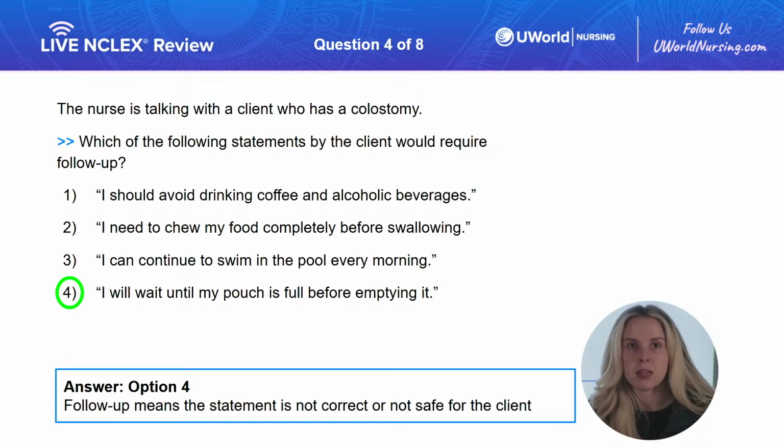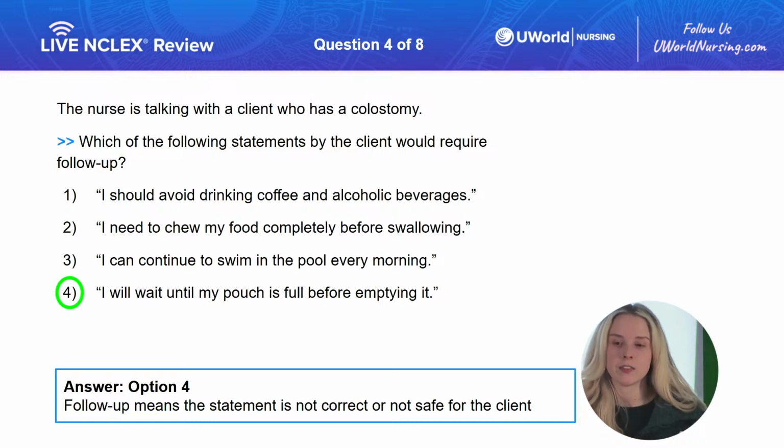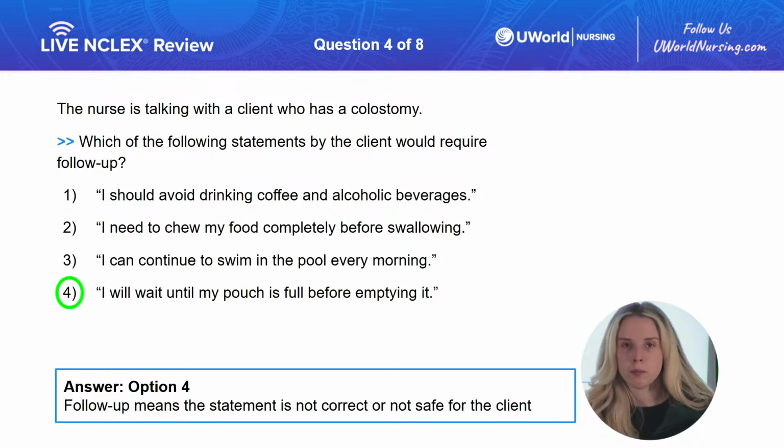So another correct statement. Lastly, 3, I can continue to swim in the pool every morning. Also true, as long as the ostomy pouch is intact, the adhesive is on, these clients are able to swim, bathe, or shower.